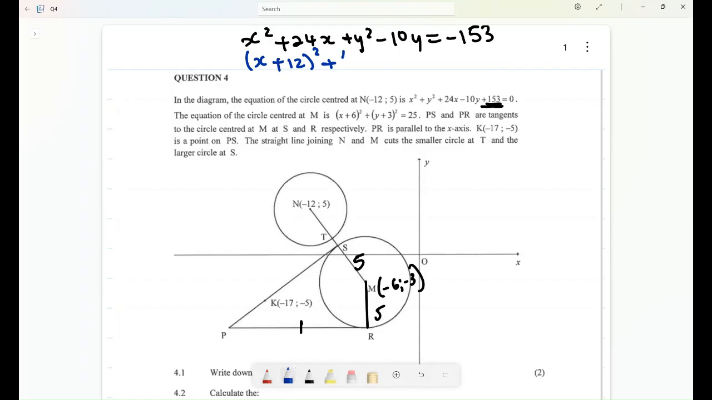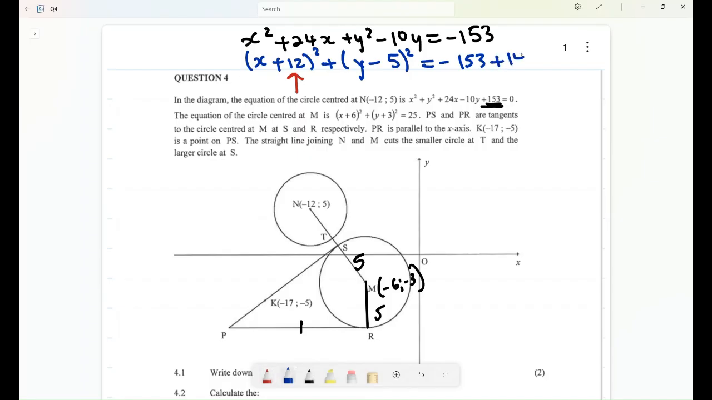Okay, then let's move on. It's y, it's negative. Just say negative 10 divided by 2, it is 5. Then you square that, negative 153. But the number that you got here, you have to square it. 12 squared, you'll add it. 12 squared is 144.